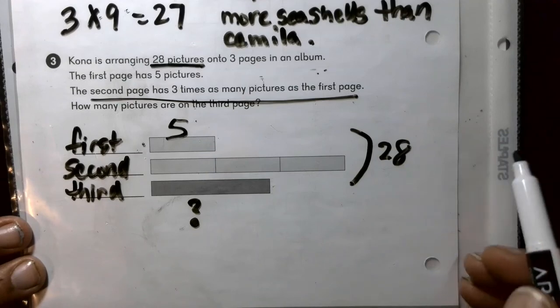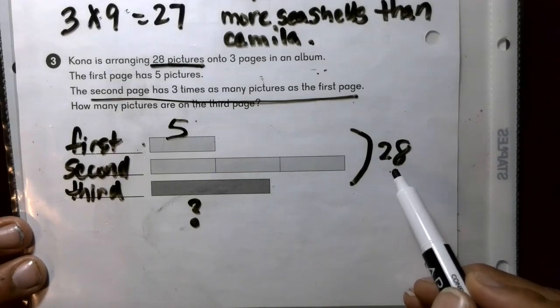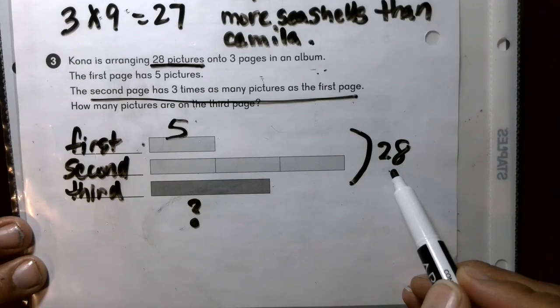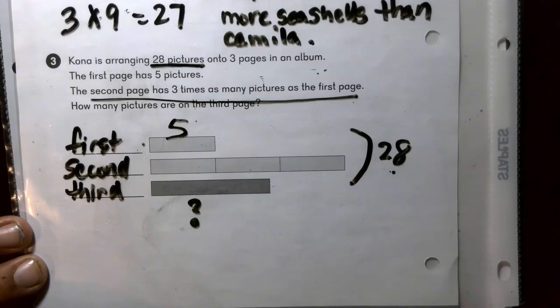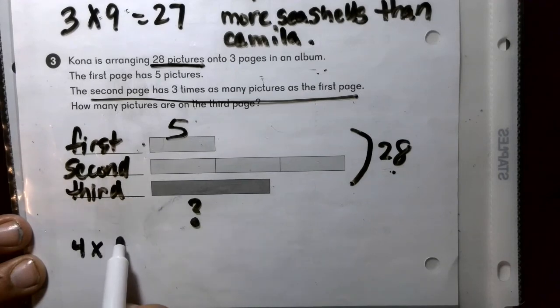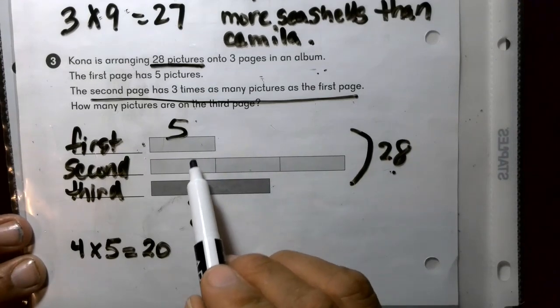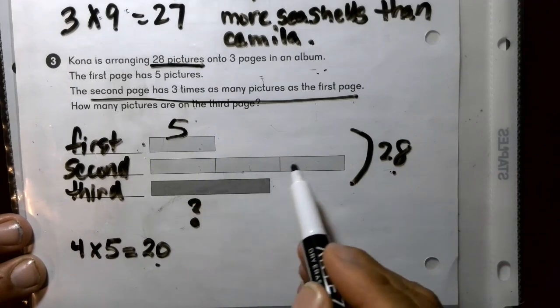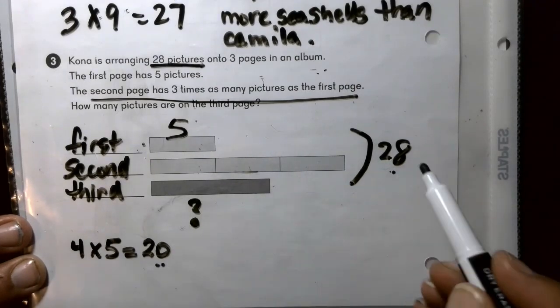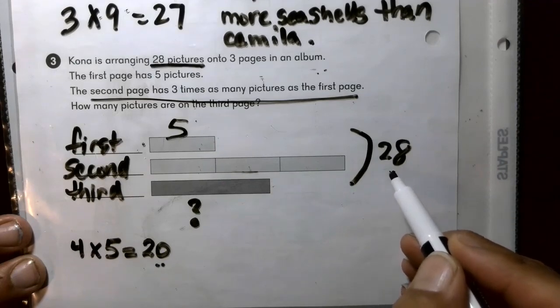Okay, welcome back. So I know that there's a total of 28 pictures, correct? And I also know that there are how many units? 1, 2, 3, 4. There are 4 units. So what could I do here? I could say, I know that each unit is 5. I can say 4 times 5 is going to give me what? 20. So all these units here, 1, 2, 3, 4, they equal 20 pictures. So if I know that these 4 units equal 20 pictures, and I know I have a total of 28 pictures, how can I find the third?